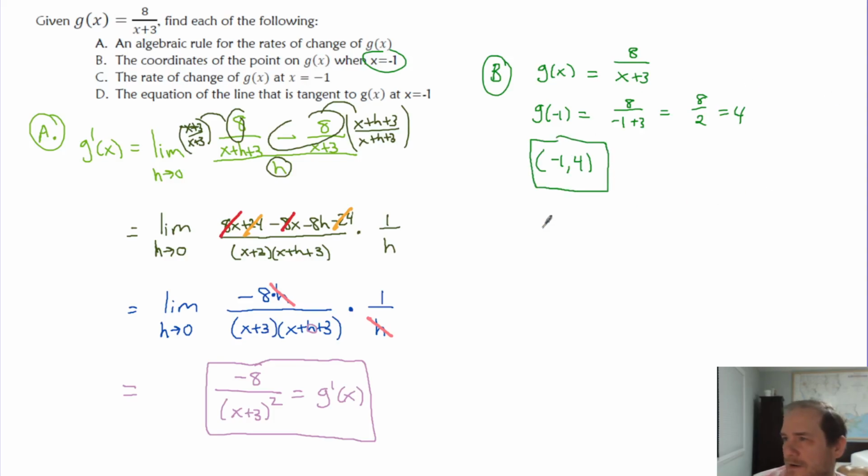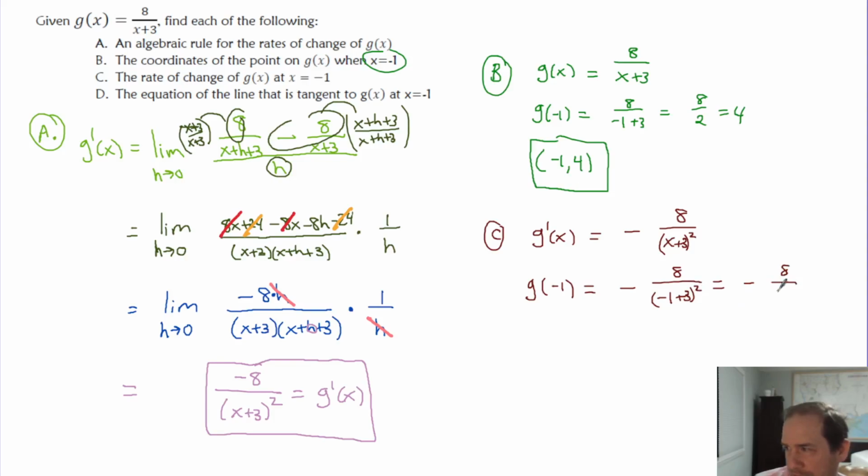Now in part C, we're trying to find the slope of the tangent line. So for that, we're going to plug into our derivative function g prime, same one we found in part A. So that's negative 8 over x plus 3 squared. And again, we want the slope at the same x value at negative 1. So we're going to get negative 8 over negative 1 plus 3 squared. That's going to be negative 8 over 2 squared, which is 4. So that's giving us a slope of negative 2.